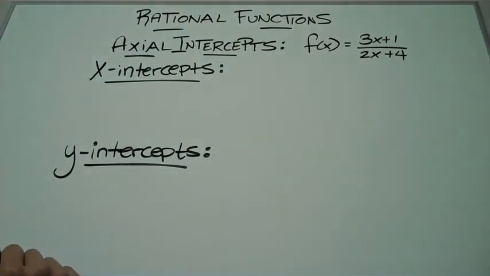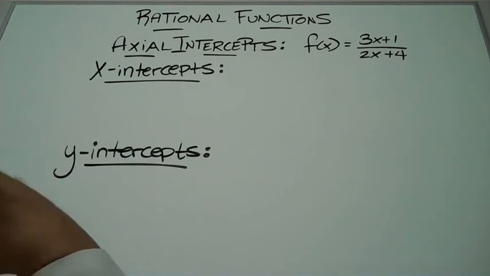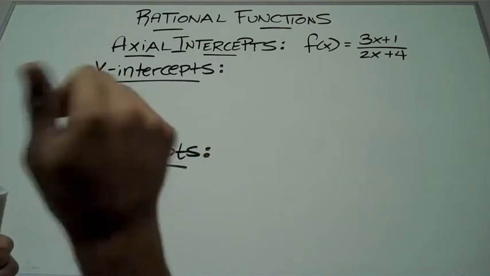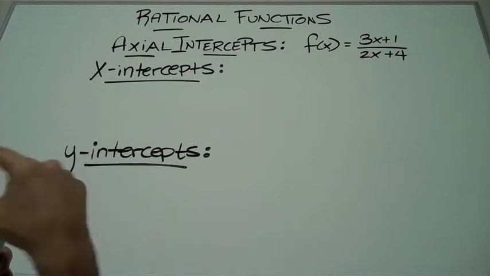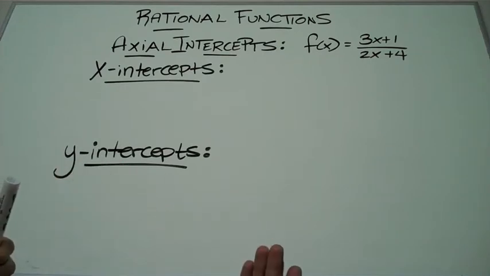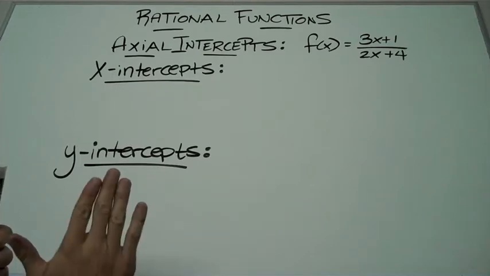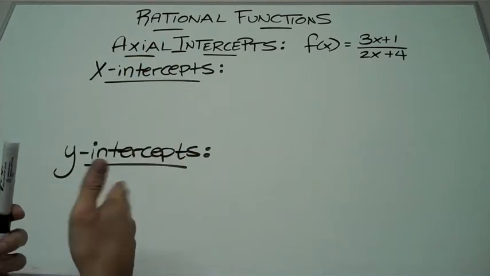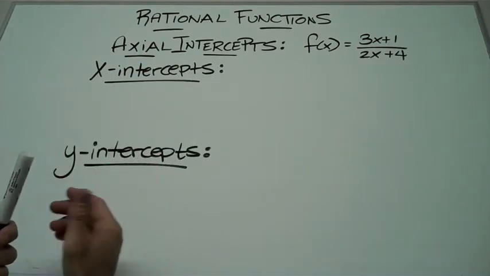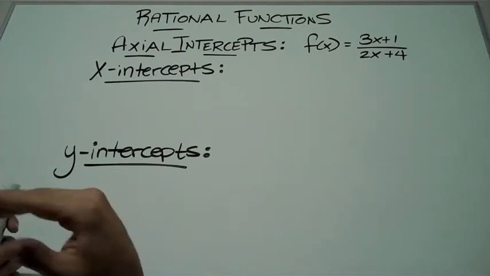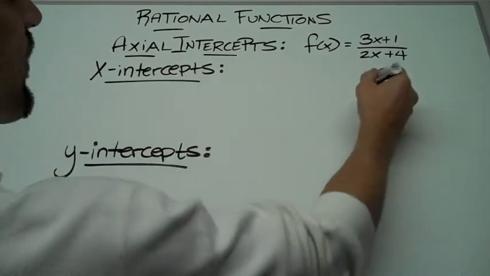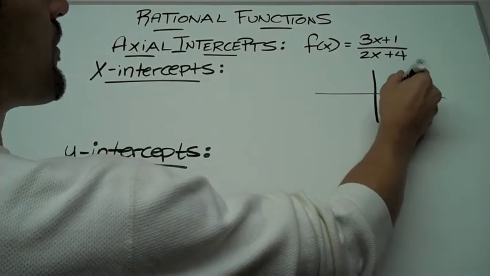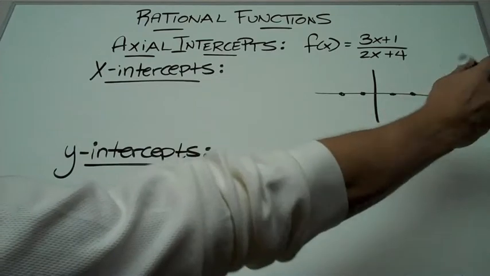Let's continue on now talking about rational functions. As I mentioned before, the two most important features of a graph of rational functions are the intercepts and the asymptotes. We talked in our last session about how to find the vertical asymptotes and the horizontal asymptotes. The other part that's important with rational functions is the intercept. Well, how do we find the x-intercepts? Remember, that's where my graph crosses the x-axis.